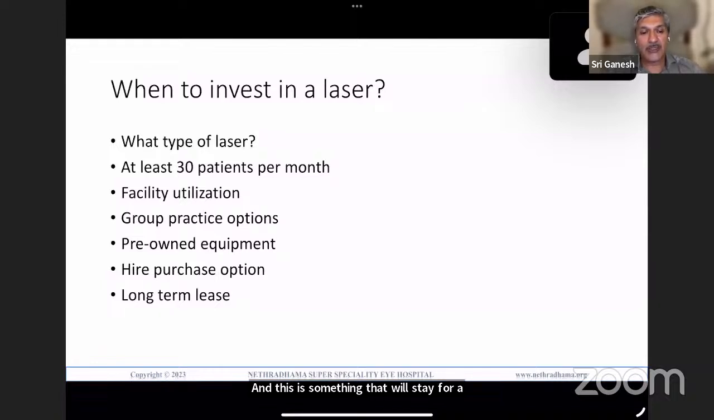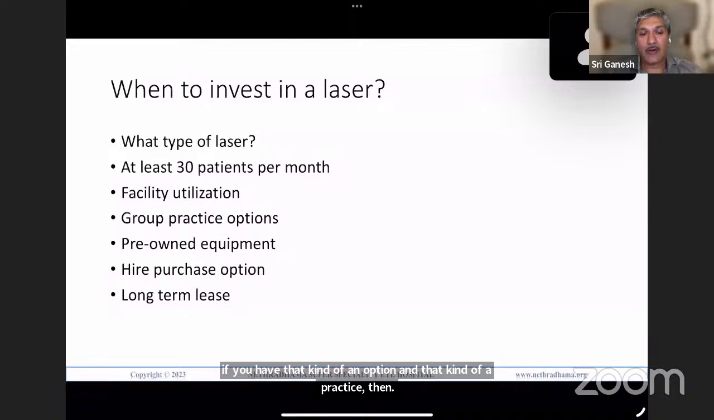You also have hire purchase options where you can pay in installments. Many of the companies, if you have a credible practice and good credit scores, will place a machine and top up per procedure so that you're paying for the machine for every procedure. Of course, they will require you to give a commitment for a minimum number of procedures, say 70 or 80 eyes, or even 100 eyes per month. If you have that kind of practice, then that may be a good option where you don't have to take a loan and purchase the equipment.